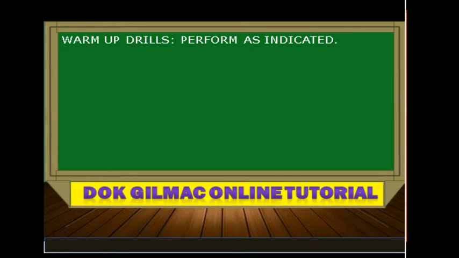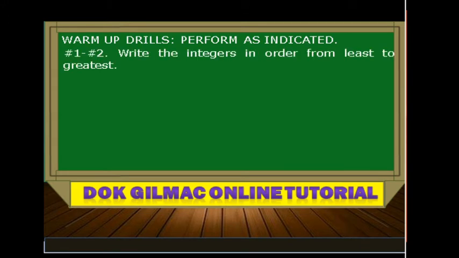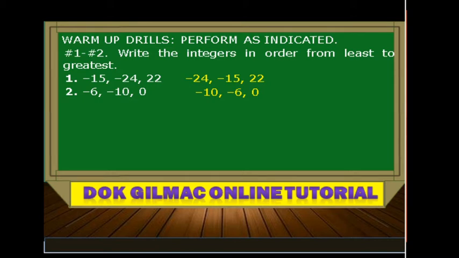Perform as indicated. Number 1 and 2, write the integers in order from least to greatest. Number 1, we have negative 15, negative 24, and positive 22. So therefore, we have negative 24, negative 15, and 22. Number 2, negative 6, negative 10, and 0. So we have negative 10, negative 6, and 0.